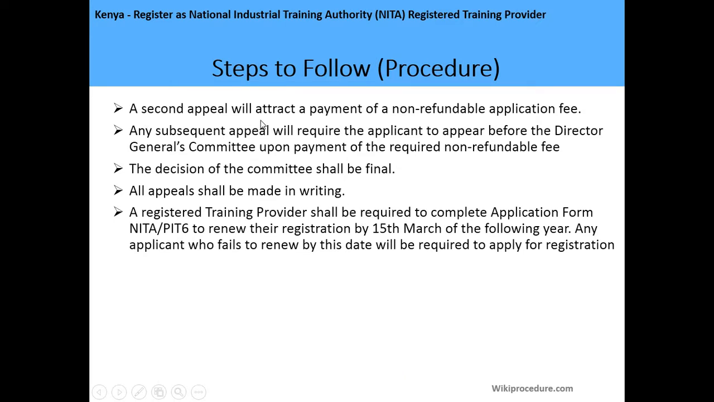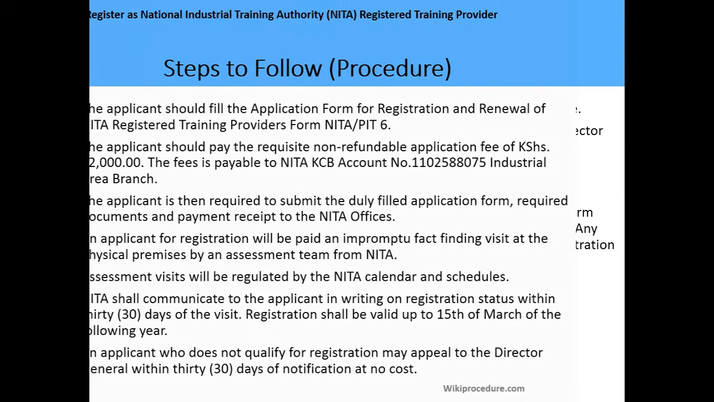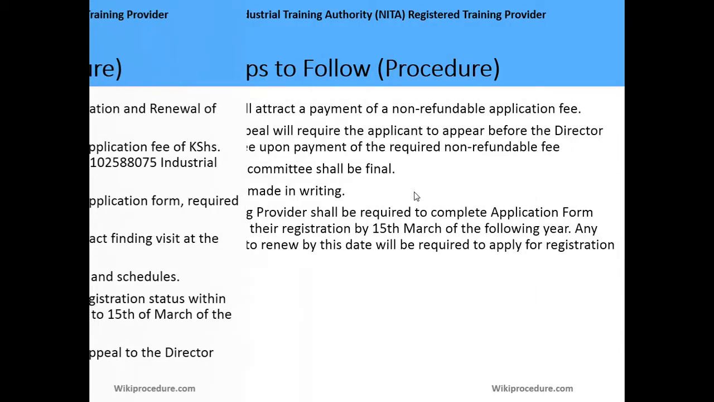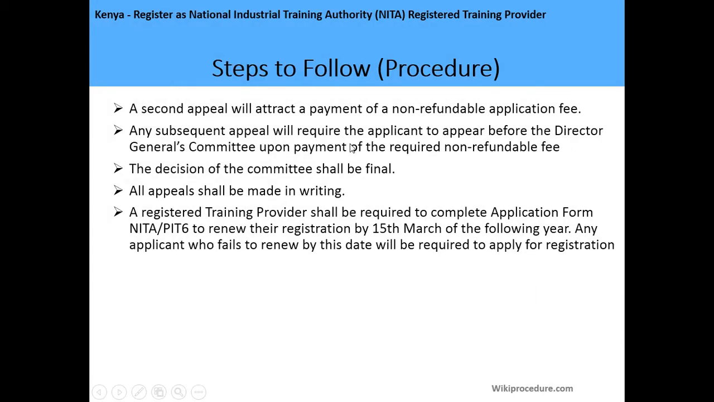A second appeal will attract a payment of a non-refundable registration fee, which is half of the initial registration fee of 12,000, and any subsequent appeal will require the applicant to appear before the Director General Committee upon payment of the non-refundable registration fee. The decision of the committee shall be final, and all appeals should be made in writing.